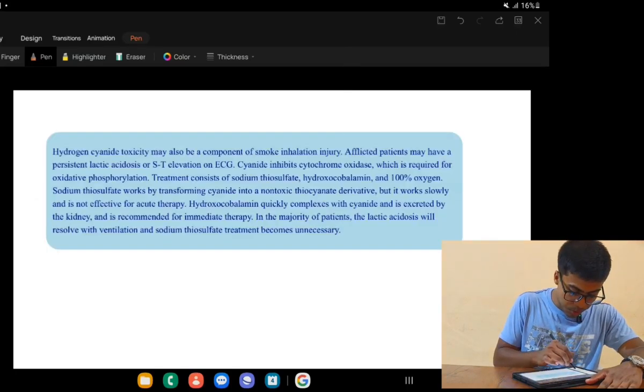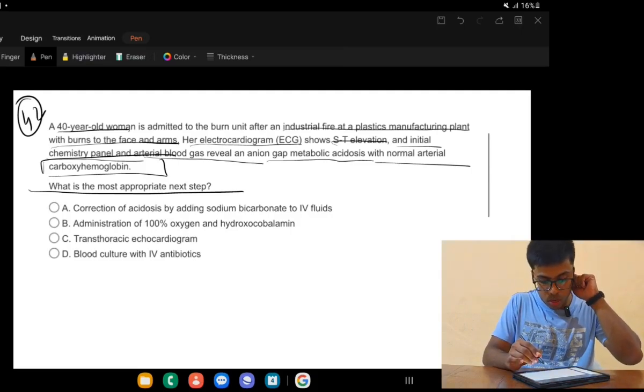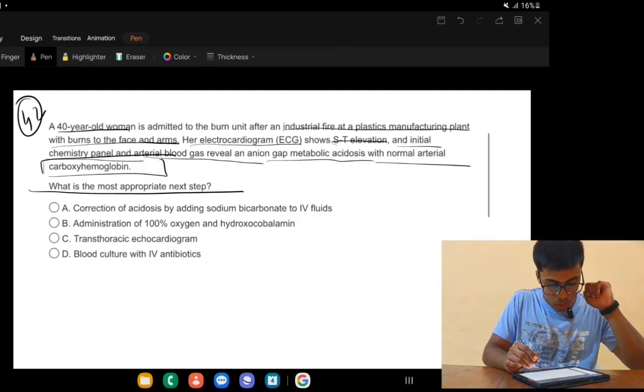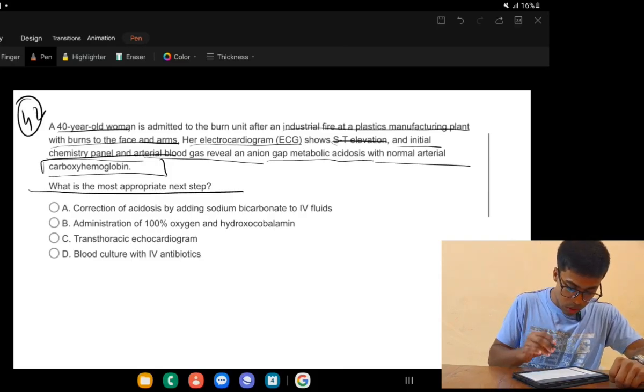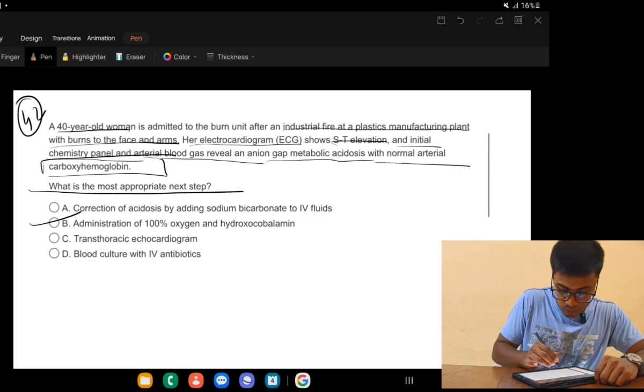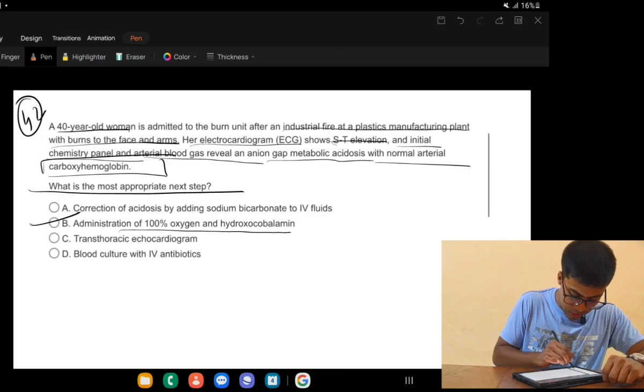So about this question, there was a fire. So carboxyhemoglobin, carbon monoxide mixed with the blood, and it will form a compound. So what happens here? What do we have to do? Administration of 100% oxygen and hydroxycobalamin. So why? This is the reason.